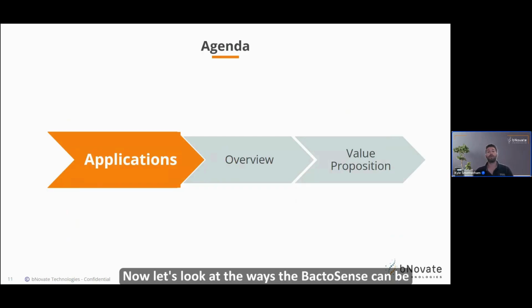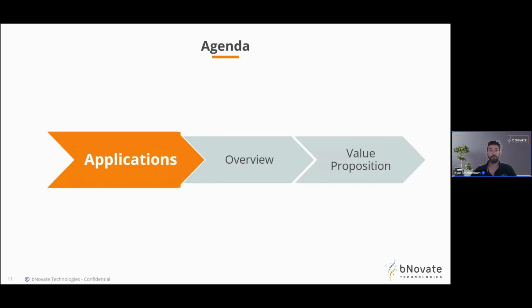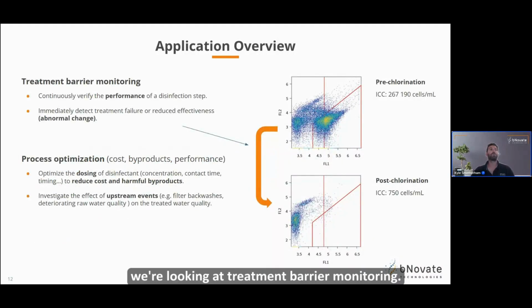Now let's look at the ways the BactoSense can be applied in chlorine disinfection and the value it can bring. So first, we're looking at treatment barrier monitoring. This is continuously verifying the effectiveness of the chlorination step and detecting any treatment failures or drops in performance immediately. Second, you can have process optimization. So fine-tuning the chlorine dosing and contact time to reduce chemical use and limit this byproduct formation.